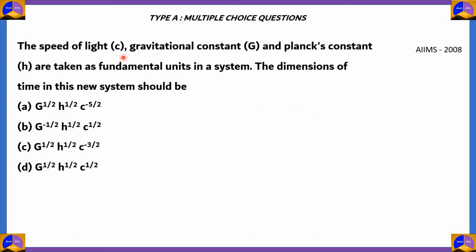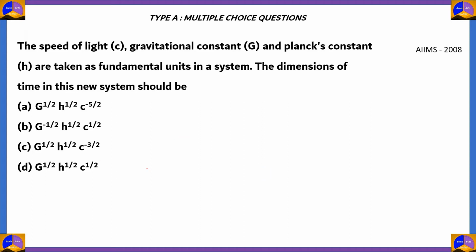The speed of light, represented by c, gravitational constant g, and Planck's constant h, are taken as the fundamental units in a system of units. The dimensions of time in this new system should be one of the four options. So what basically has happened here is that they have decided to use a new system of units instead of the MLT system, the dimensions. So now we need to find time using these dimensions. How do we solve this question?